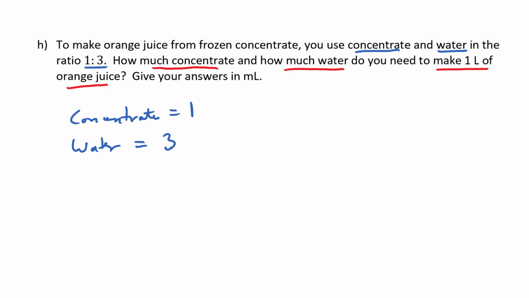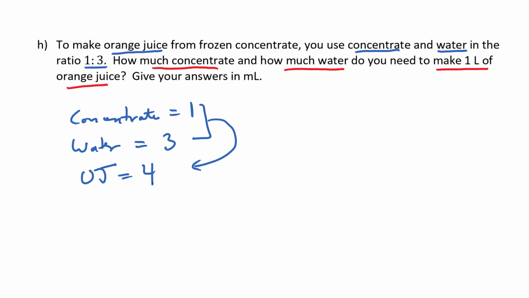But what are we making here? We're making orange juice. When I mix the concentrate with the water, how much orange juice does it make? We add those together. It makes 4 parts orange juice. 1 part concentrate plus 3 parts water makes 4 parts orange juice. You need to understand this. You have to combine these together to make a third number. That is how you answer these last problems.